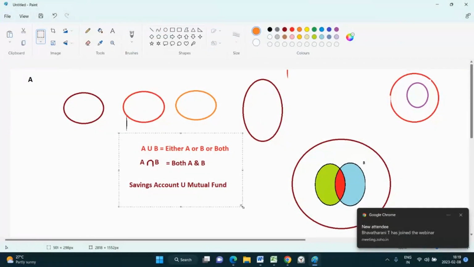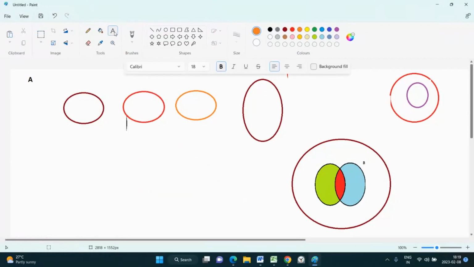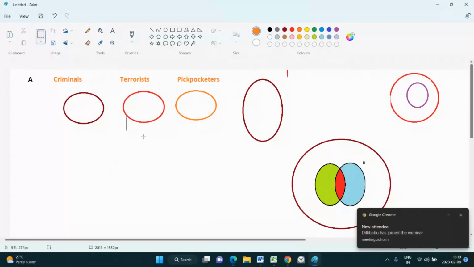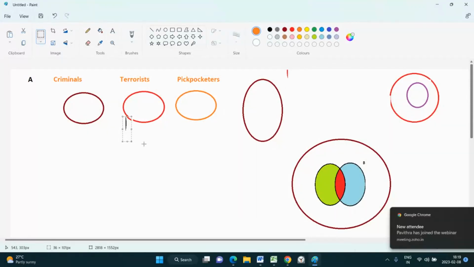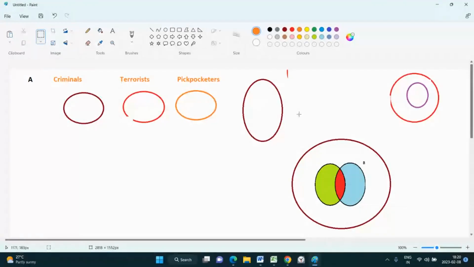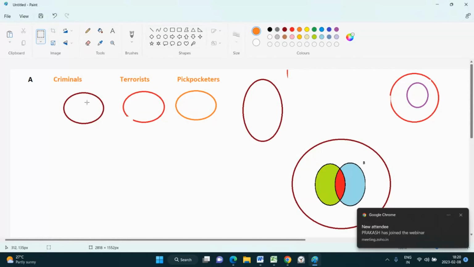I know a pickpocketer is a criminal. I want to write something like this. These are criminals, these are terrorists, these are pickpocketers. According to our understanding, all of them are criminals. So I am blocking everybody as criminal. This is a criminal. Okay, this is a criminal. Now I want to know how to park these two inside this criminal, because they are all criminals only.